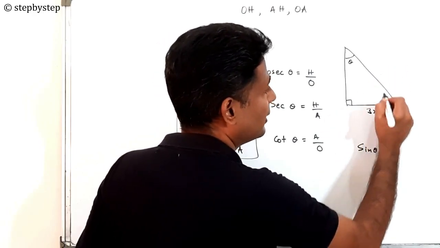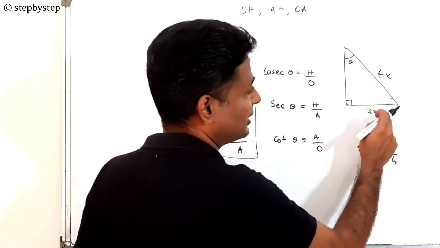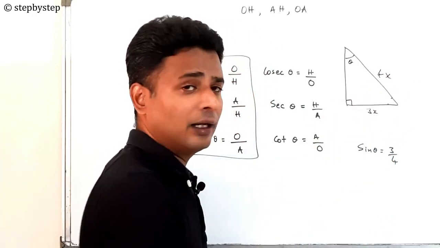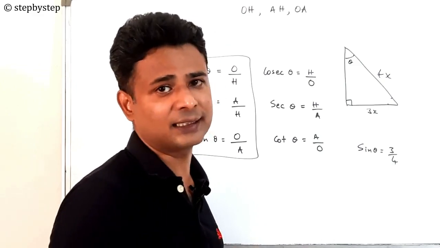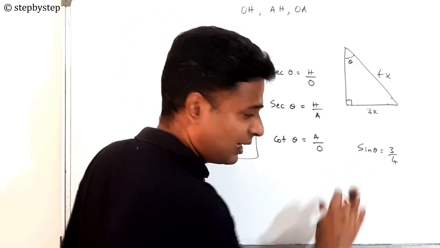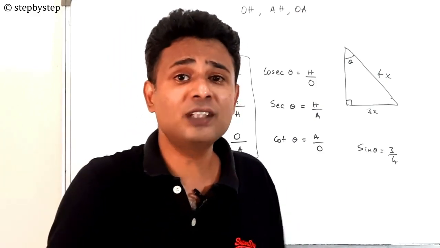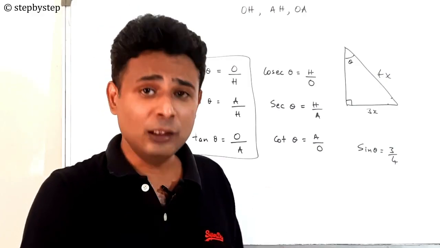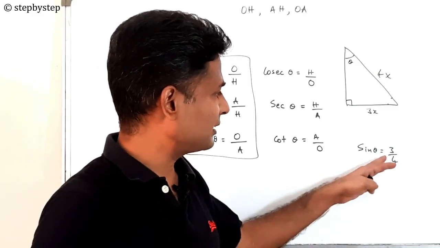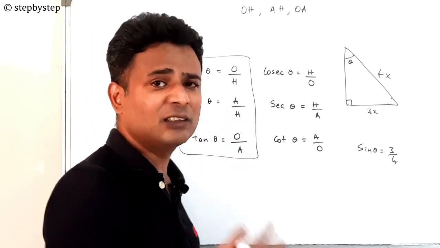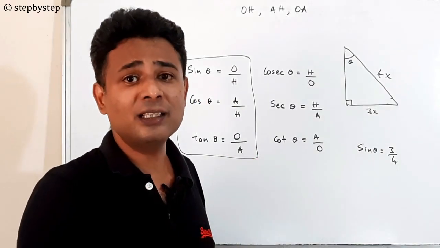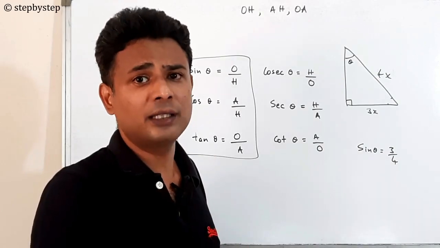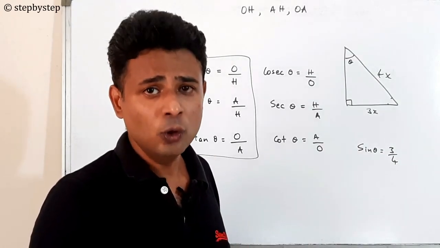You will write it as 3x and 4x, because they can be the multiple of any number, any value of x. Understood? So sin theta is only giving you the ratio of the sides. It is not telling you the actual length of the sides unless they tell you the length of the sides. So when I say sin theta is 3 by 4 or cos theta is 1 by 2, something like that, remember the ratio of the sides is 3:4 or 1:2.